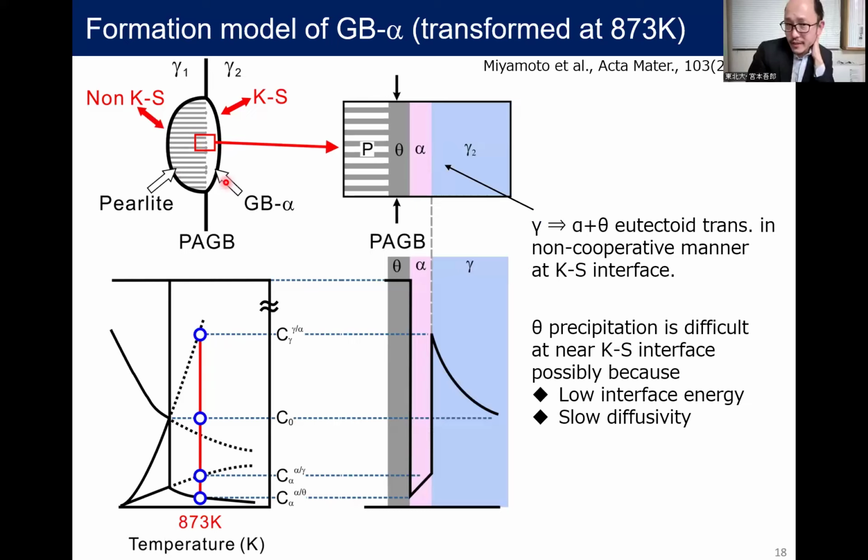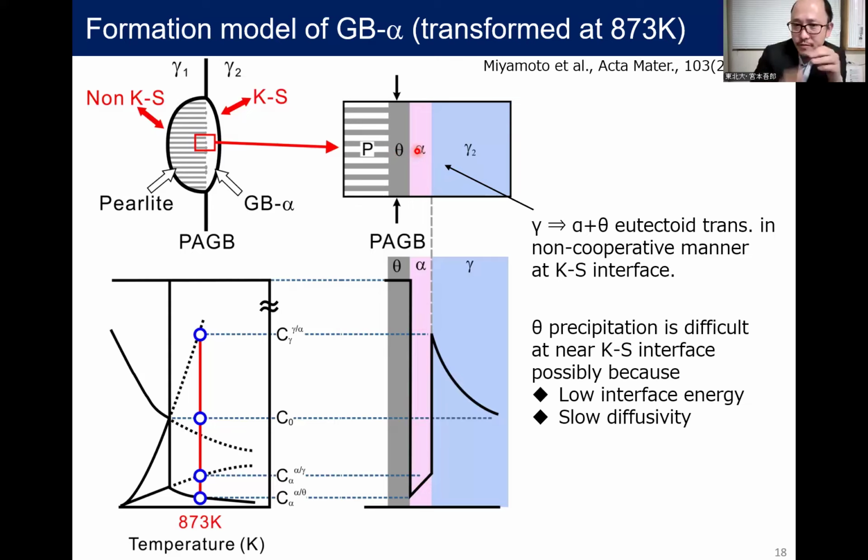This is the schematic of pearlite and grain boundary ferrite formation. At the non-KS interface, normal pearlite is formed. However, grain boundary ferrite forms at the near-KS interface. And during thickening of this ferrite, a cementite layer is also formed, and the cementite is thickened. This is because carbon is supplied from austenite to cementite by carbon diffusion in ferrite. So cementite and ferrite both thicken.